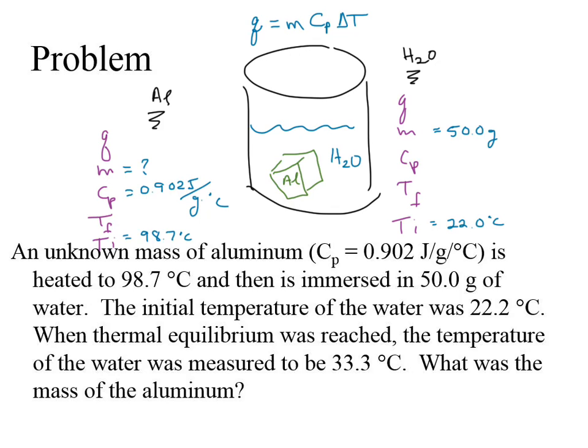Now, this is what's going to happen in your lab tomorrow. Basically, you're going to take the hot aluminum and put it into the cooler water, and your aluminum's going to cool down and your water's going to warm up. And they're going to warm up to a common temperature. That's the equilibrium temperature. So when it says the equilibrium temperature was 33.3, that's going to be the final temperature of my water, and that is also going to be the final temperature of my aluminum.